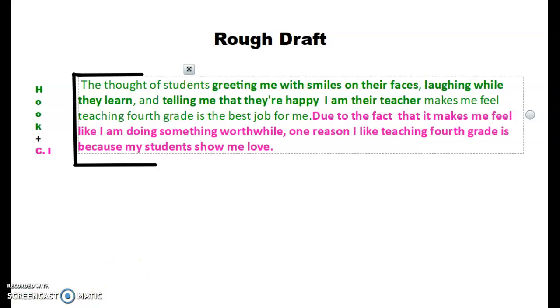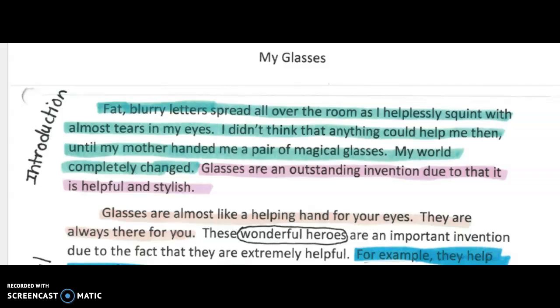So let's go there now. The first text inside of Miss Packet is called My Glasses. We're going to focus on how this fourth grader wrote their introduction.